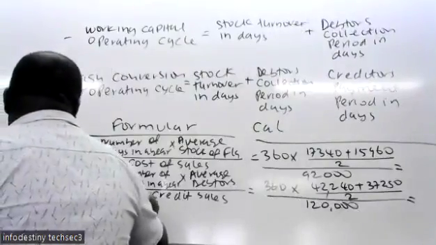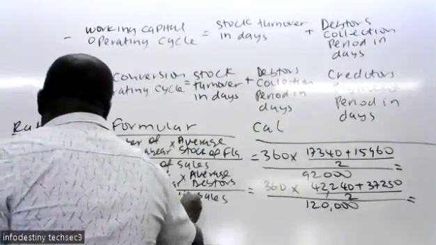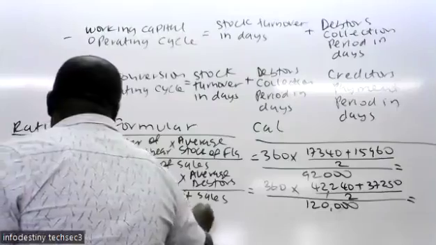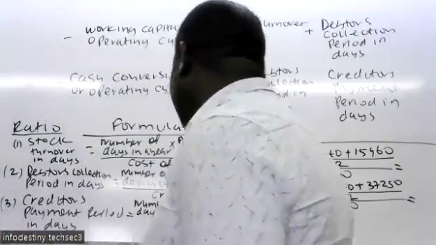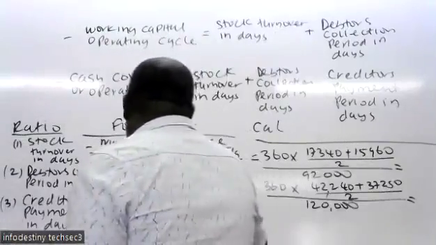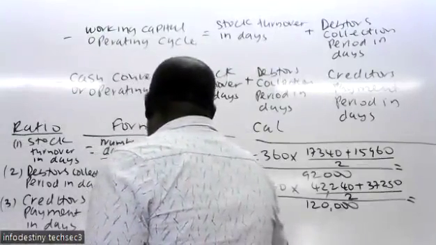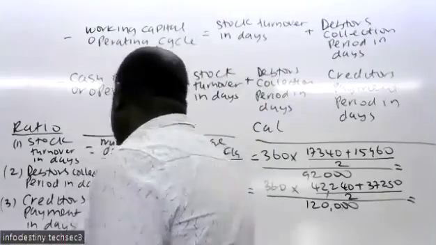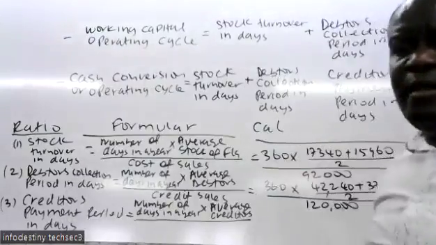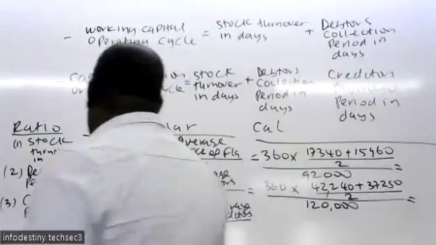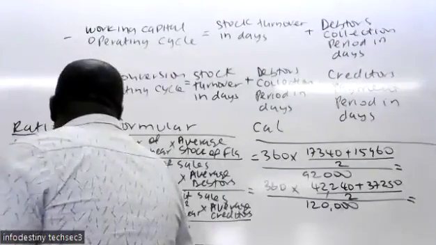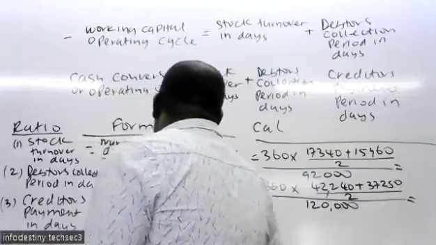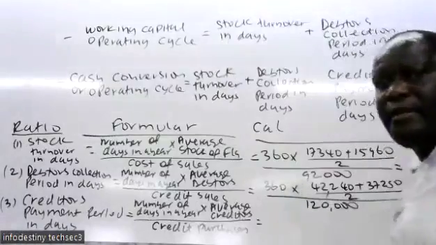So to get the creditors payment period in days, it is given by the number of days in a year multiplied by average creditors. Then you divide by the credit purchases.